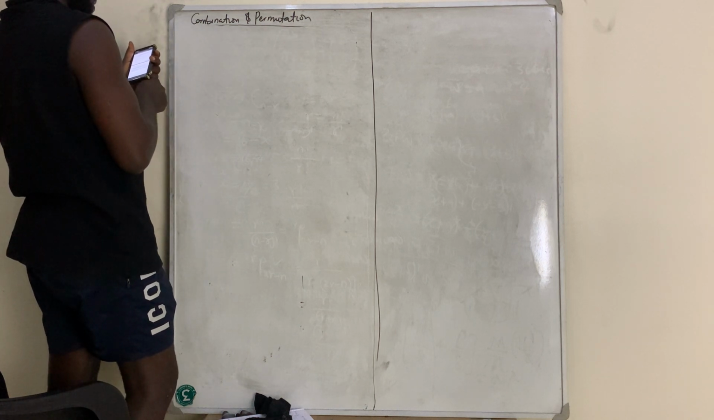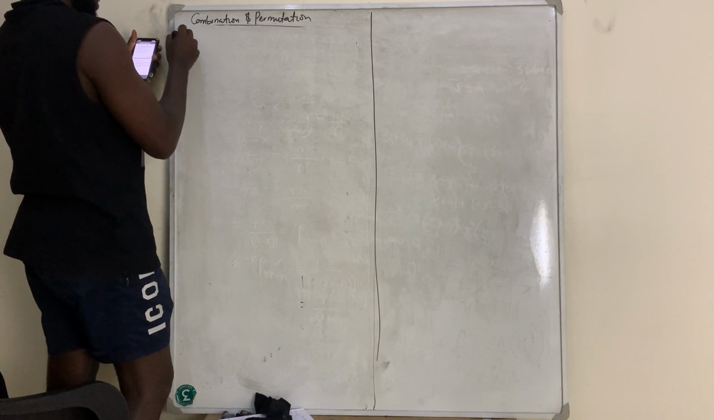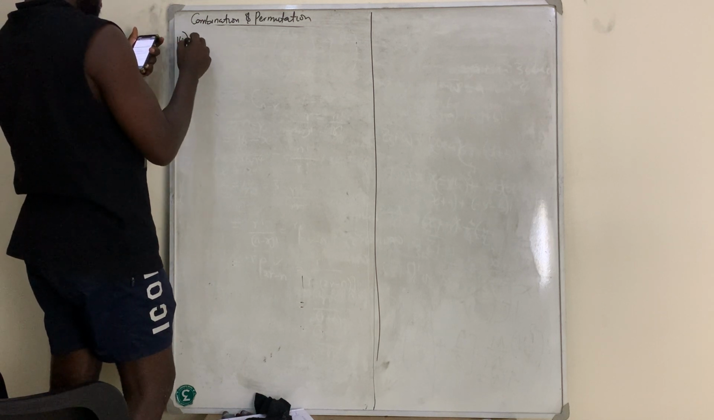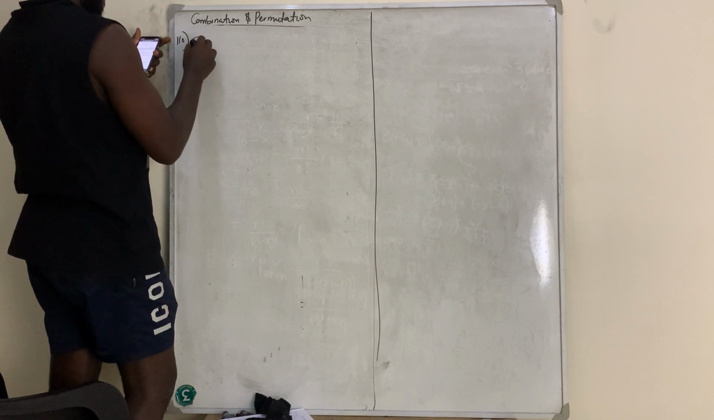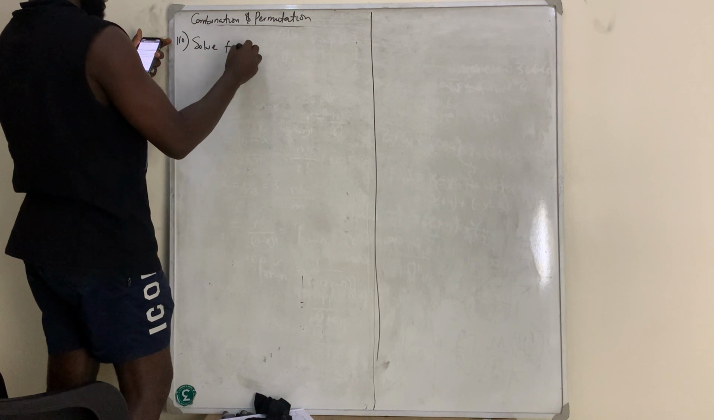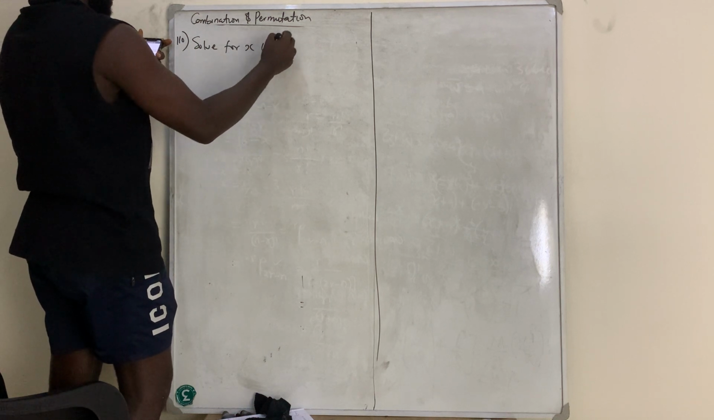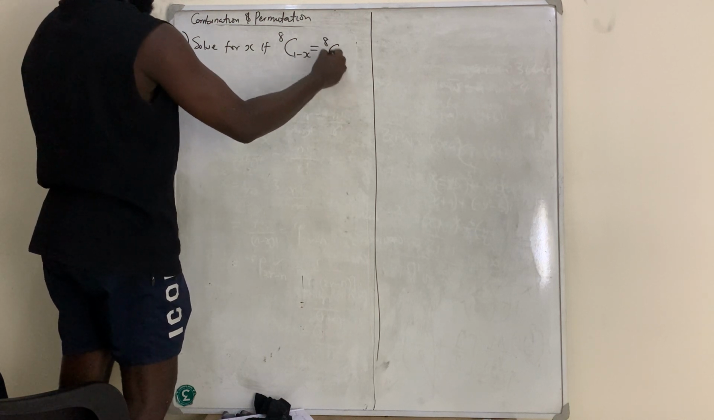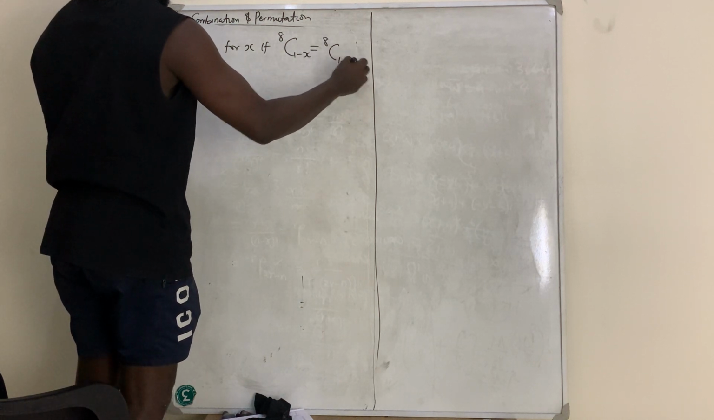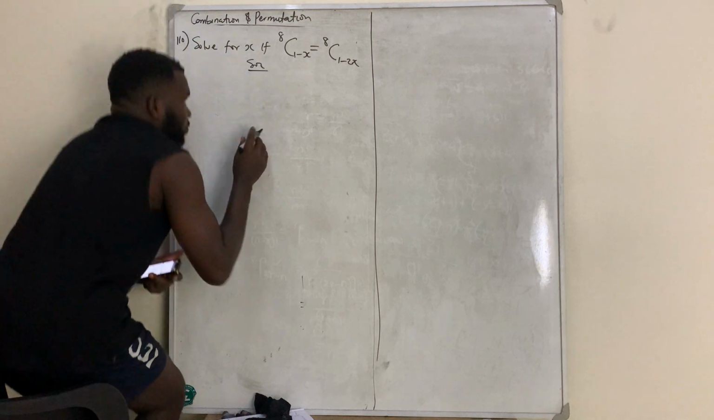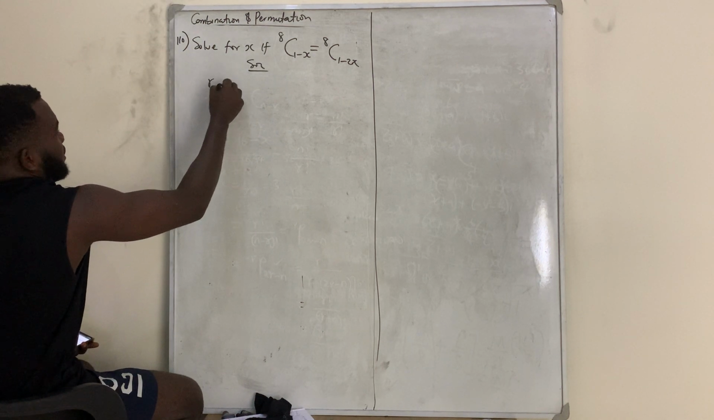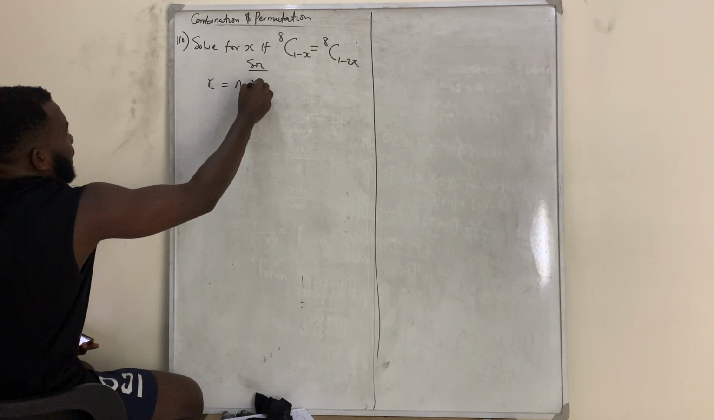So question number 100 said that we should solve for x. Again, we have 8 combination 1 minus x is equal to the same 8 combination 1 minus 2x. Solution, the same thing we just did now. You should know that your r for the left hand side is equal to n minus r for the right hand side.